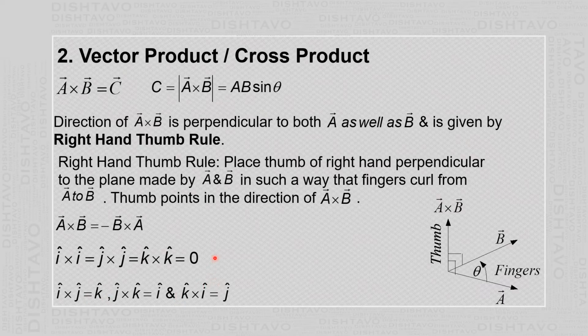So if you say i, j, k: I cross j equals k, then if you go from j to k, j cross k equals i, then you go from k to i, that is k cross i equals j. Now if you reverse this, if you take j cross i, then it will be minus k, then k cross j is minus i, then i cross k equals minus j.